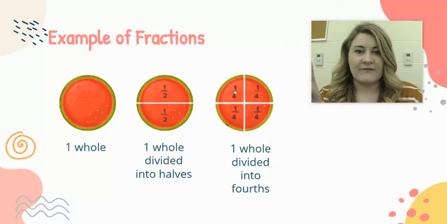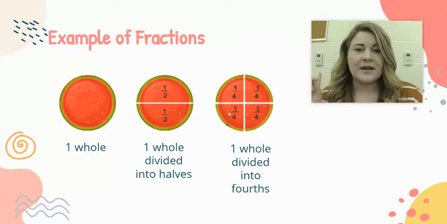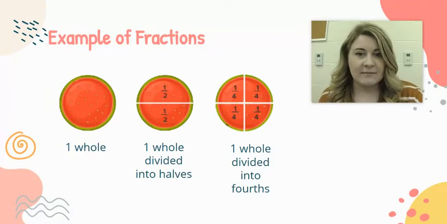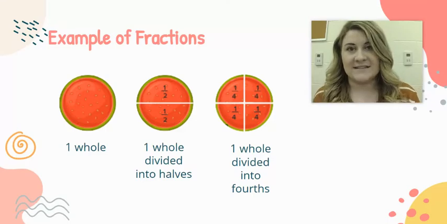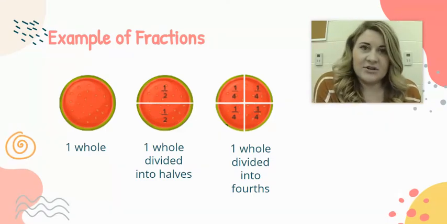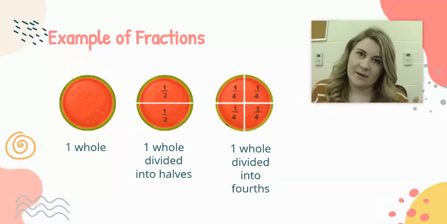I've got 1 piece, so I've got 1/4, you've got 1/4, the other person's got 1/4, and the last person has 1/4, okay? If we added all those pieces together, we would get 4/4, which would also equal 1 whole. It's the same thing as when we divided it into halves, but now we're dividing it into more pieces. So the more pieces that we divide it into, the smaller the pieces are going to get, which makes sense if you think about it.